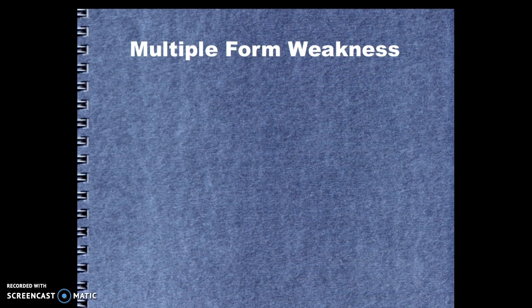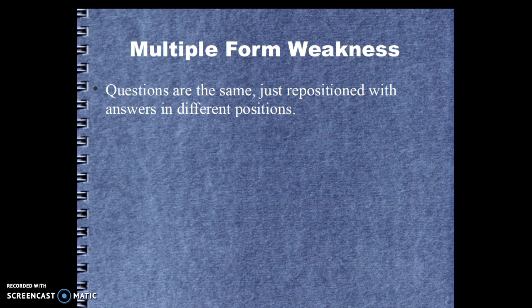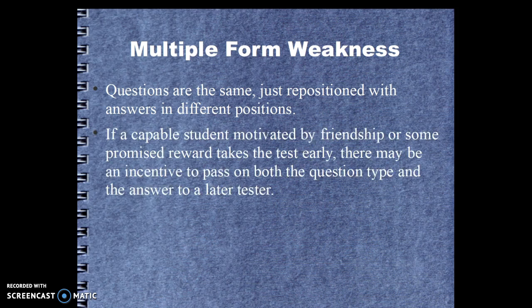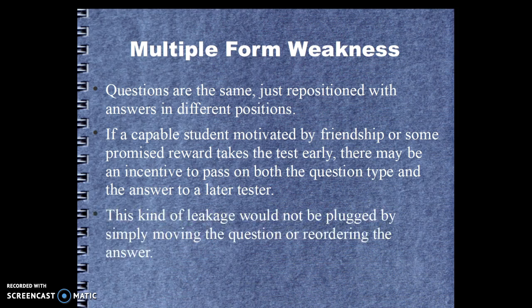Weaknesses of the multiple form method. Well, the questions are the same. You just reposition the question in the test, perhaps with answers in different positions, so that if you have a capable student motivated by friendship or some promised reward, if that student takes the test early, there may be an incentive to pass on both the type of question and the answer to a later tester. Not just A, B, C, or D, question 6, but actually here's the question and here's the answer. Now, this kind of leakage would not be plugged by simply moving the question or reordering the answer. Something else is needed.